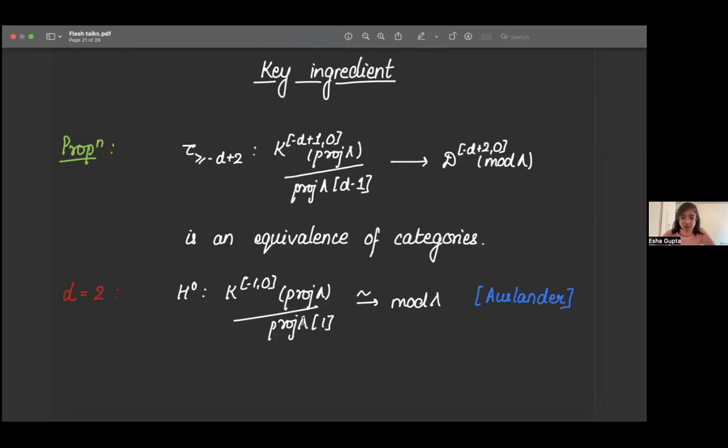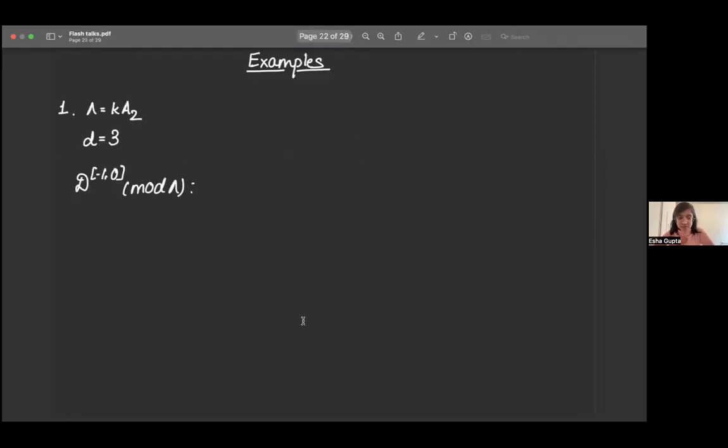And so now I want to end by looking at some examples. So let's look at the simplest example, lambda to be the path algebra of A2, d to be 3. Then we want to know what this truncated derived category D minus 1, 0 mod lambda looks like. So here lambda is a hereditary algebra. So by the result of Happel, we know that the Auslander-Reiten quiver of the derived category is just multiple copies of the Auslander-Reiten quiver of the module category.